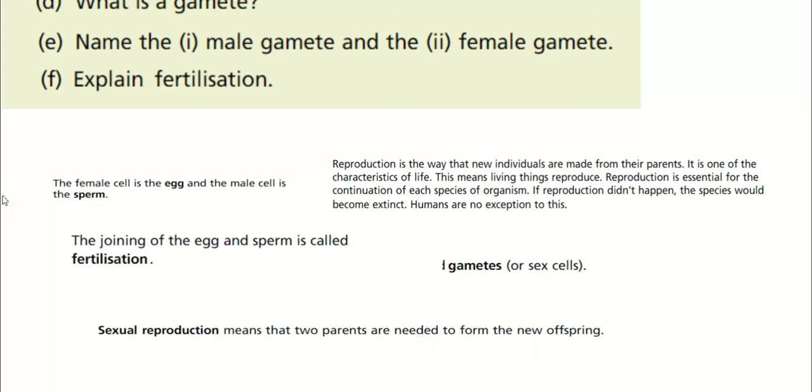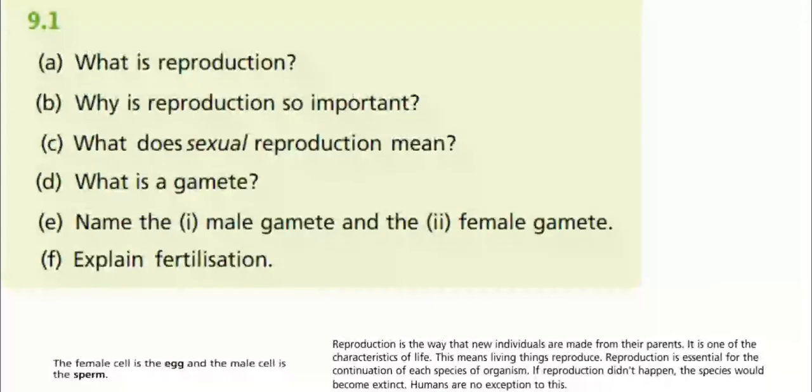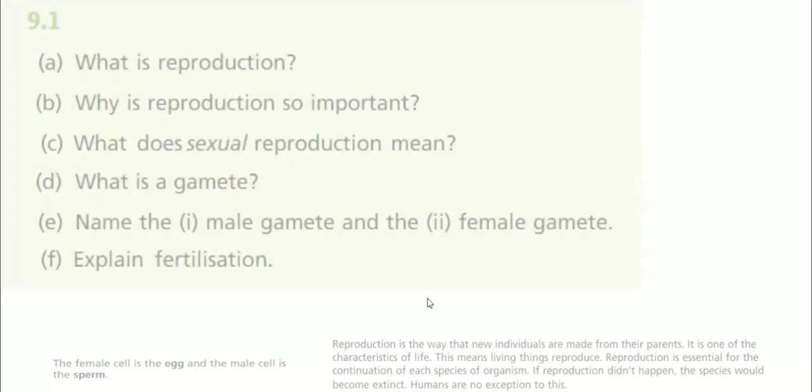7.1 on the reproductive system. So we're just going to answer a couple of these questions. First of all, what is reproduction? Reproduction is the way that new individuals are made from their parents. So that's the definition of reproduction right there.